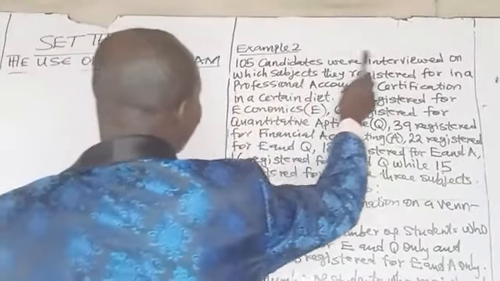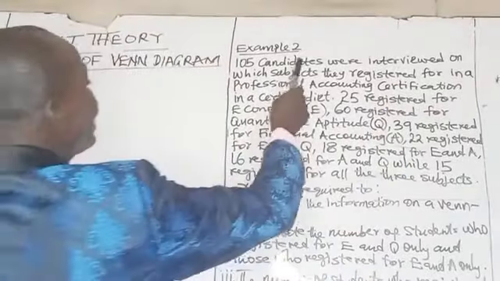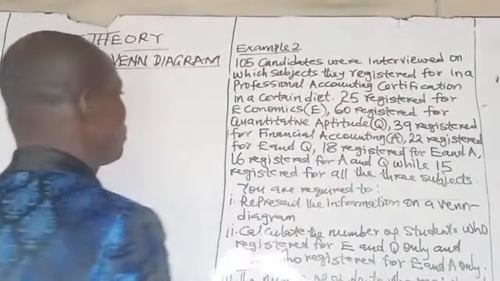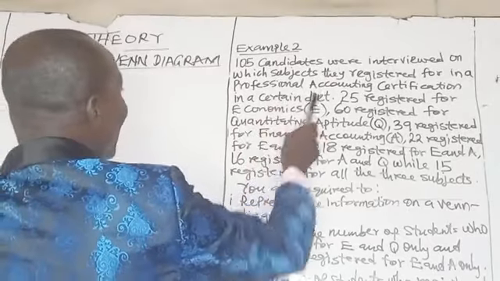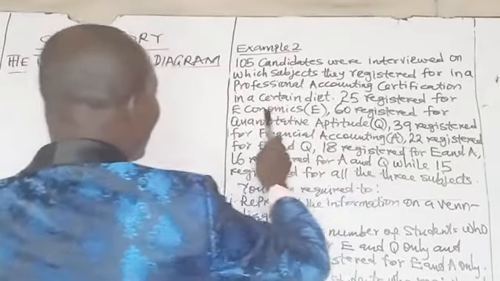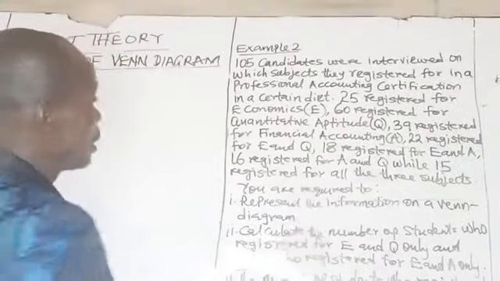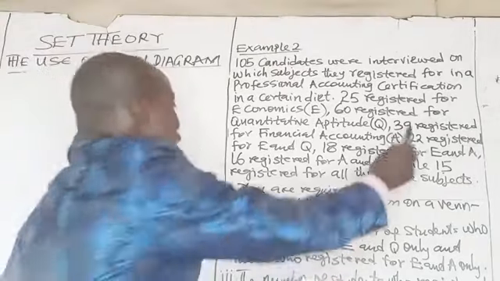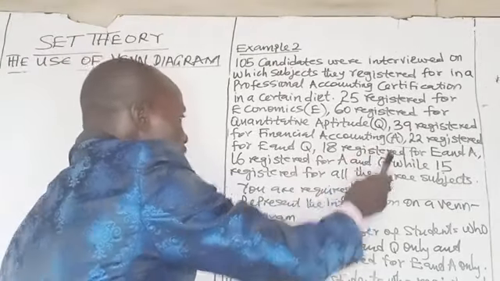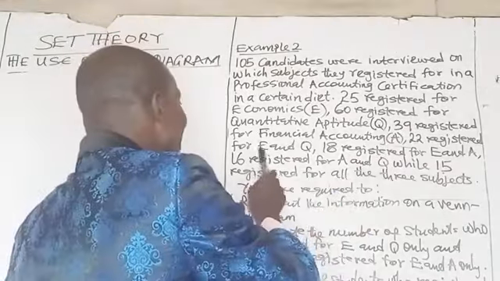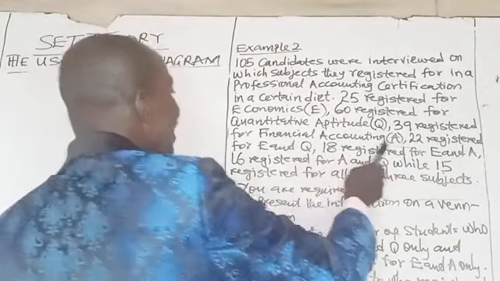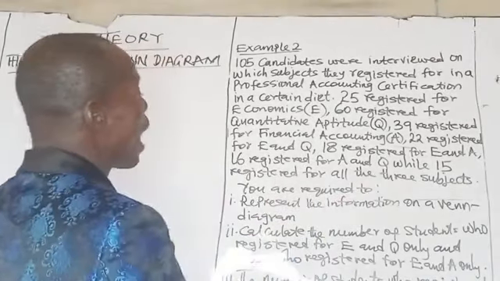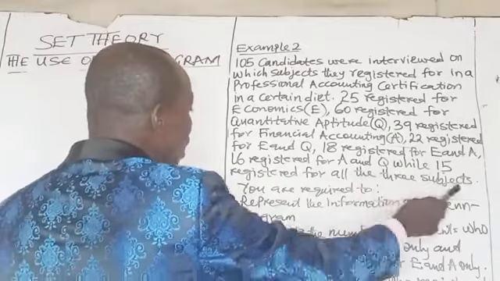105 candidates were interviewed on which subject they registered for in the professional accounting certification. In certain diets, 25 registered for economics, E. 60 registered for quantitative aptitude, Q. 39 registered for financial accounting, A. 22 registered for E and Q. 18 registered for E and A. 16 registered for A and Q. 15 registered for all the 3 subjects.